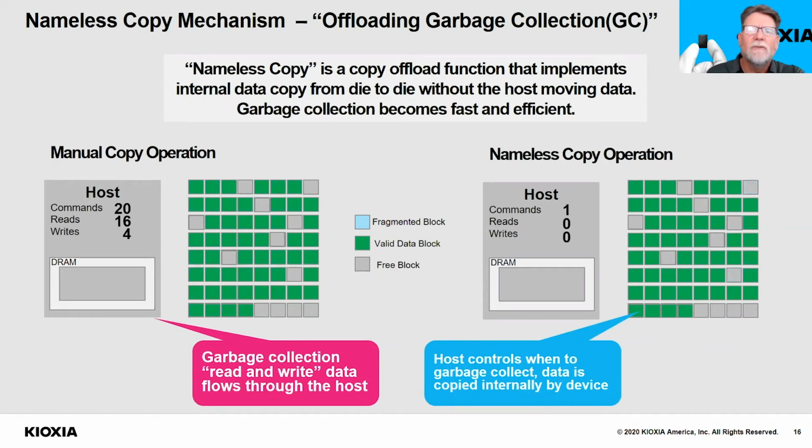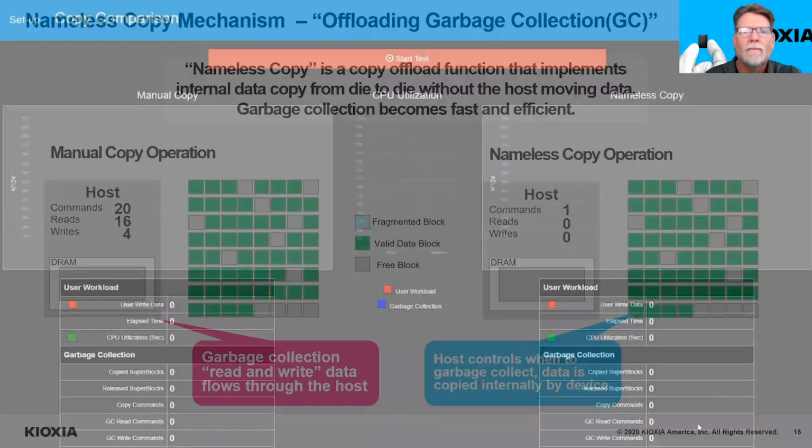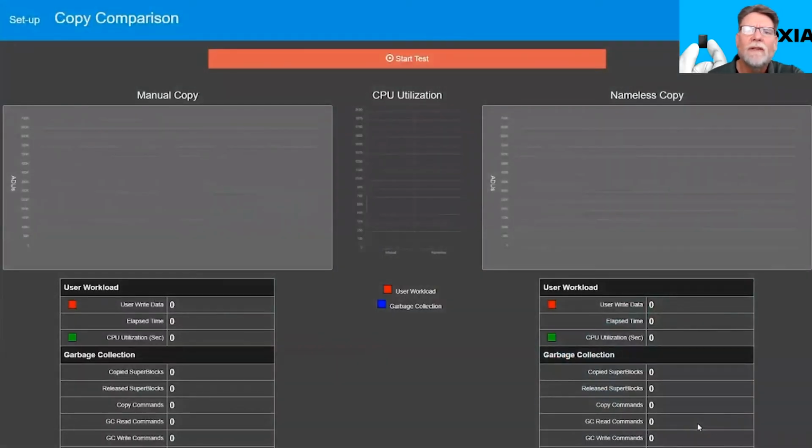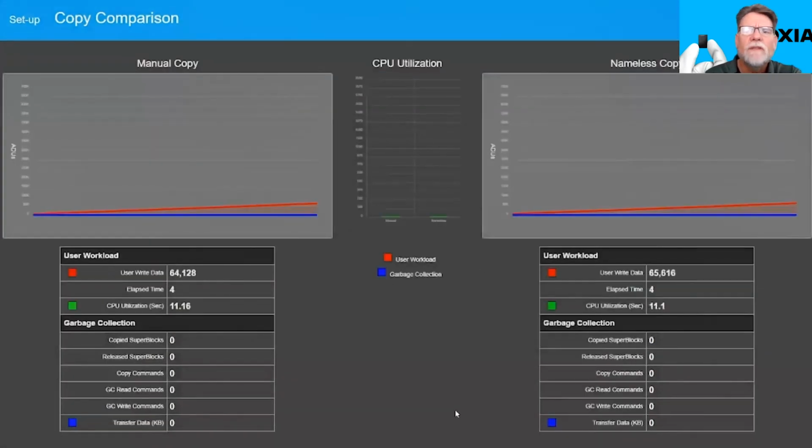This animation illustrates the difference in impact for the host for implementing a garbage collect using standard read and write commands versus the nameless copy command. And now for a more concrete example. This movie is a demonstration of nameless copy running on our FPGA prototype device. Both sides are running identical write workloads. In a short while, garbage collect will start, and you can see the difference in impact to the system.